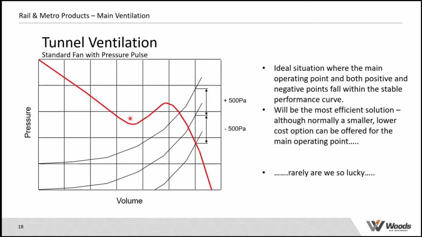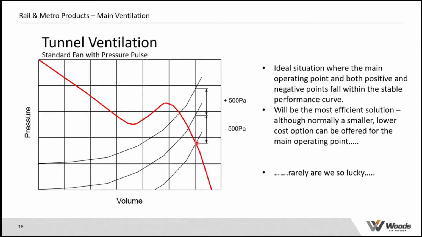The second choice here is to select the fan on a very stable part of its characteristic, so it can cope with this positive and negative pressure pulse. In this example, the black line represents the system curve. This is our initial operating point. We're showing a +500 and -500 pressure pulse, but both of those operating points are still on the steady part of the characteristic.